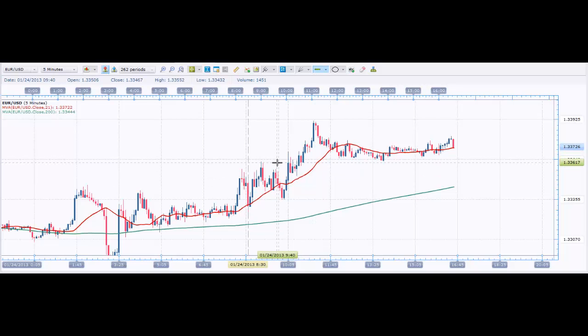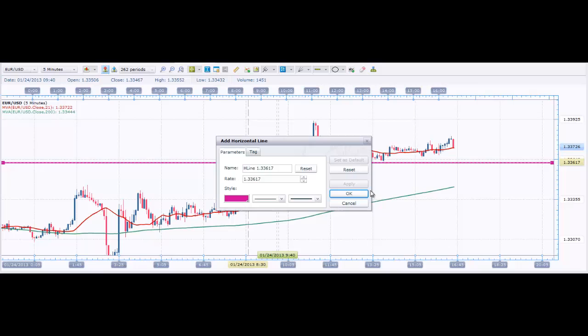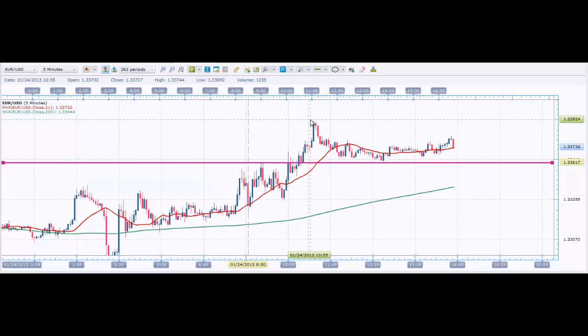So I'll draw a line. We should enter this trade at 61. Follow this up. This is at 91, the 30 pip move up.